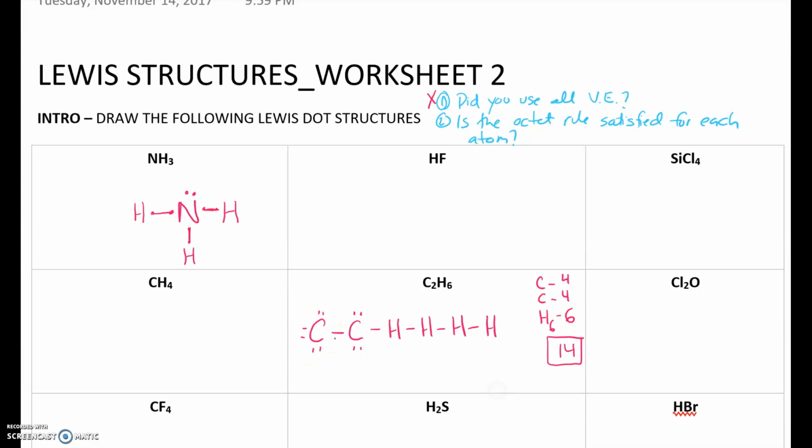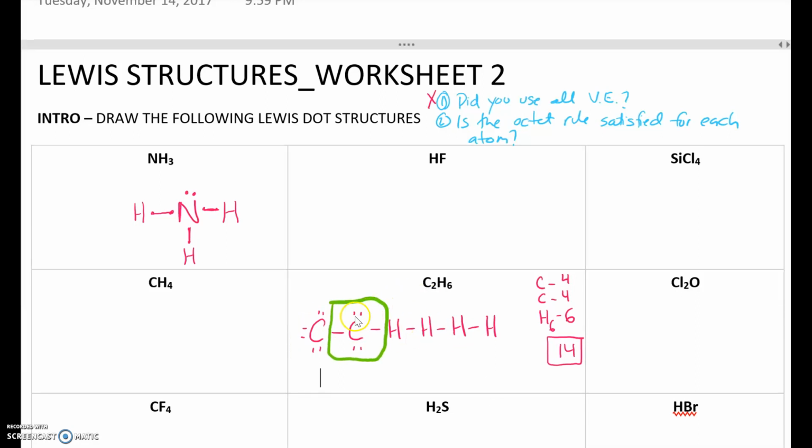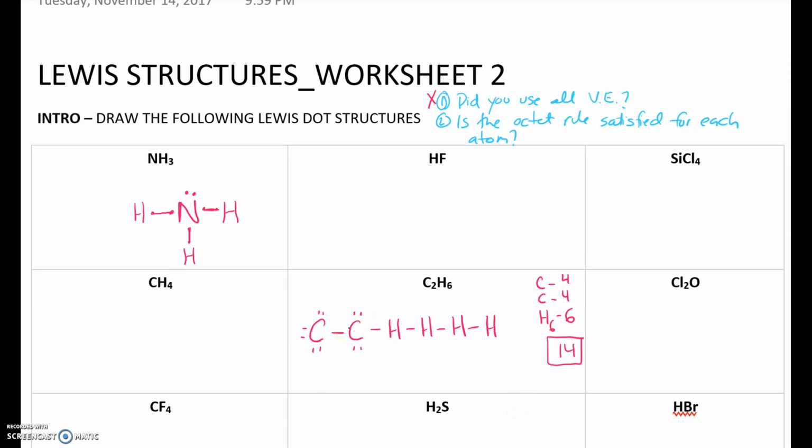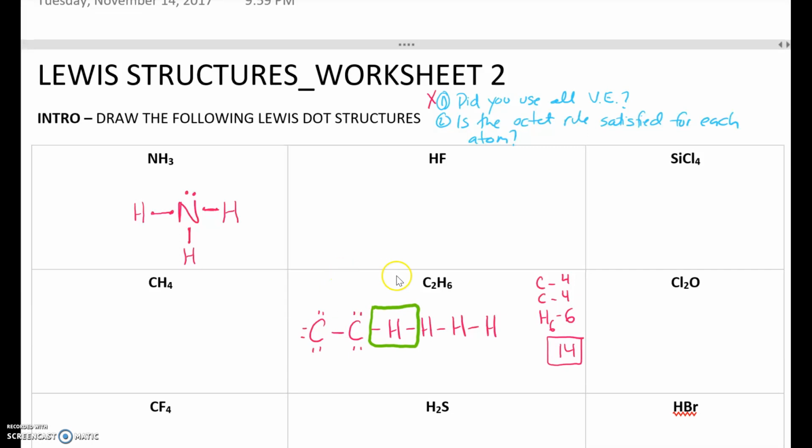This carbon also needs to have 8 surrounding it. And we can count it as 2, 4, 6, 8. Good. This hydrogen, and remember, should have 2, because for the octet rule, hydrogen and helium are the exception, so it should have 2. And this one has 2, 4.